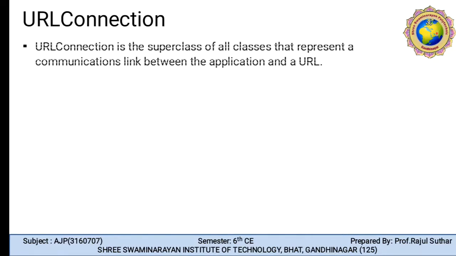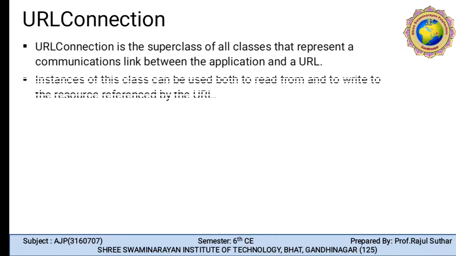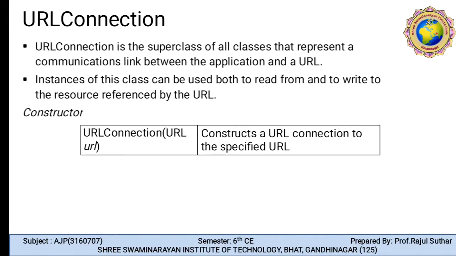URLConnection is a superclass of all classes that represent a communication link between the application and a URL. The URLConnection class contains many methods that allow communication with the URL over the network. An instance of this class can be used both to read from and to write to the resource referenced by the URL. The constructor is URLConnection(URL url). It constructs a URLConnection to the specified URL.